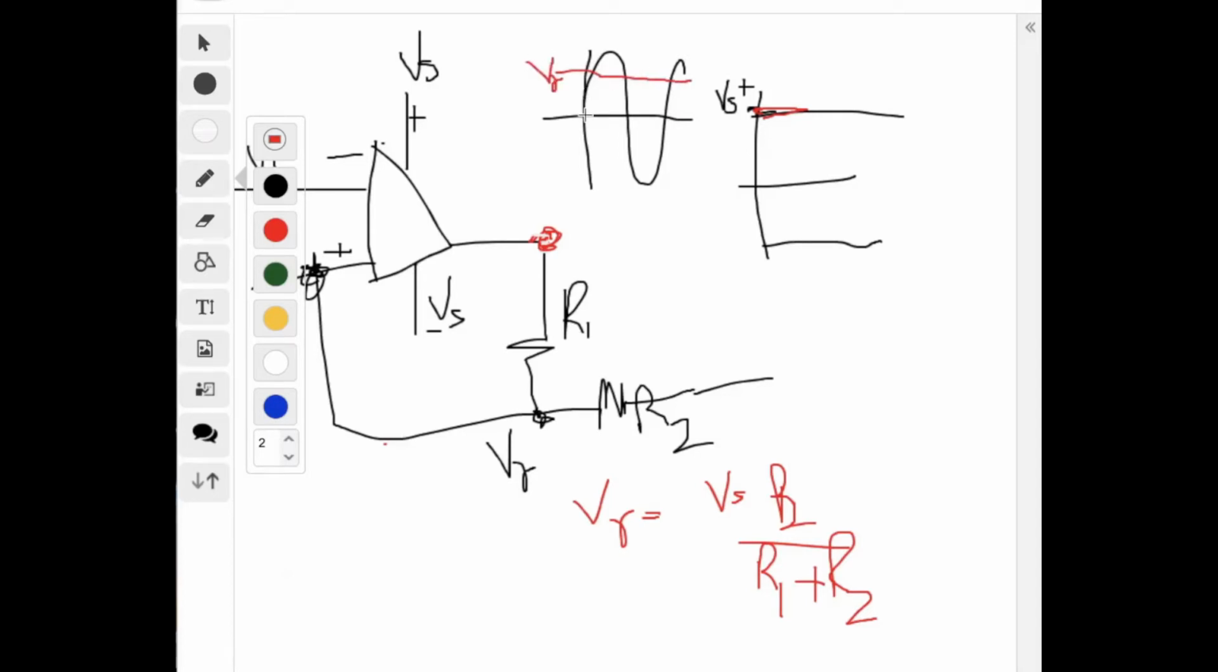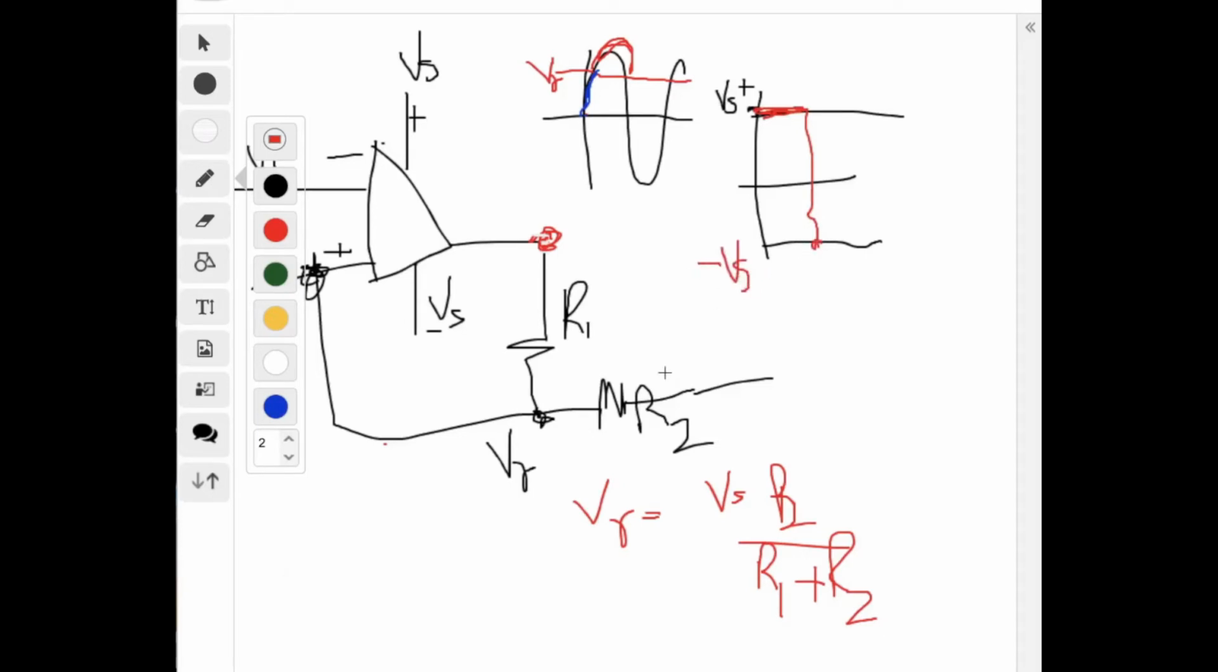So when the V in, the sine wave, is less than the V reference, the output of the circuit will stay at the V saturation until the input voltage reaches the reference point. Once the V input is greater than the V reference, the output of the circuit drops to the negative saturation point, which is negative saturation point.